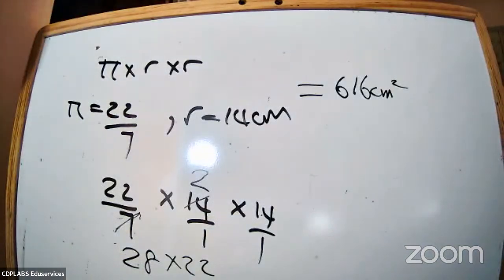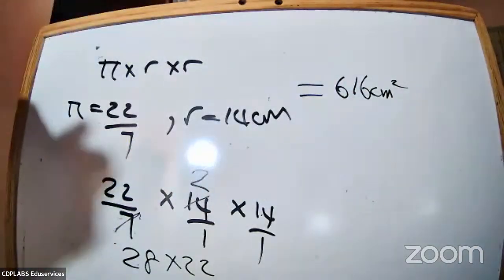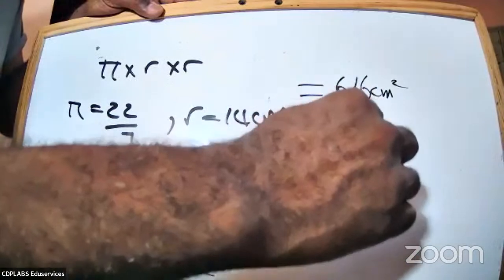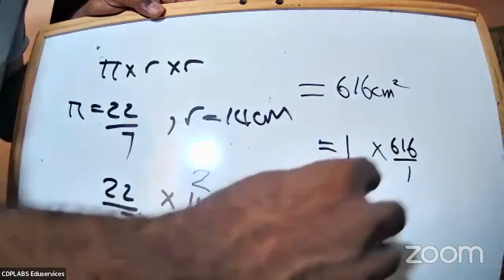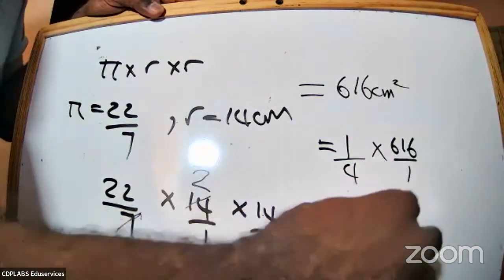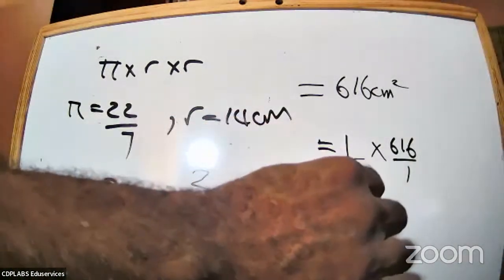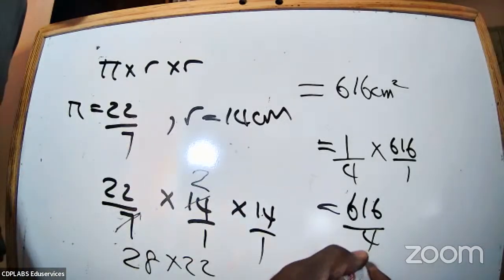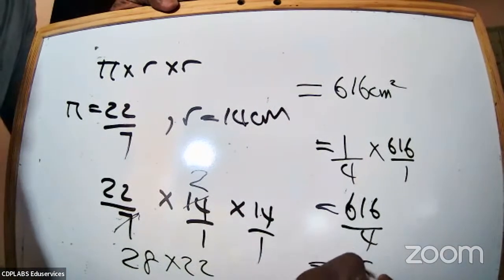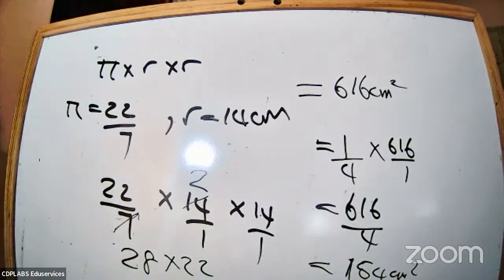616 square centimeters. So we know the area of the circle, but the area of the sector now is a quarter of this. So a quarter of this means that you're going to divide that by 4. We find out what the area of 1/4 is. What's the answer for that? 154. That's the answer for part 1.